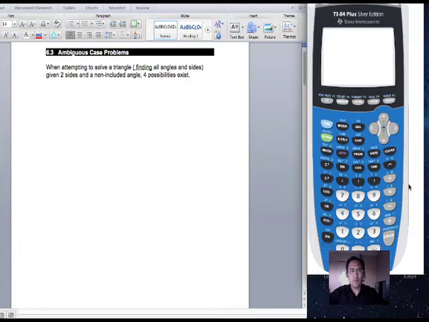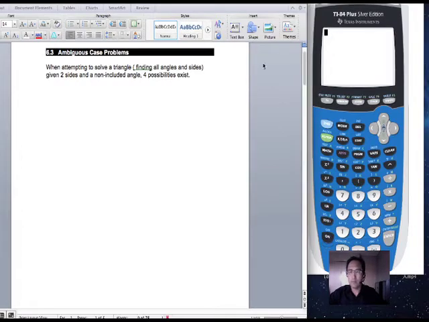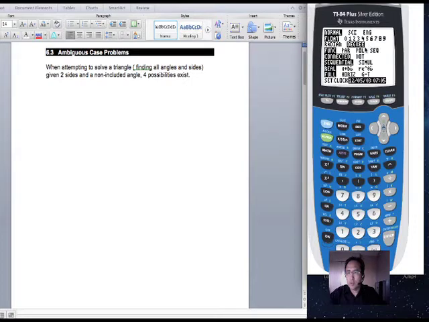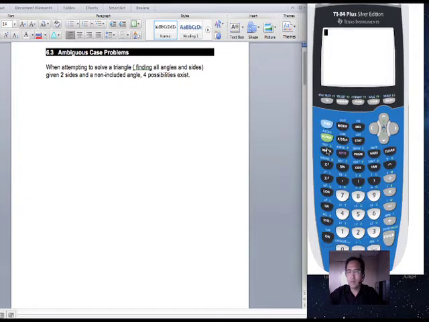Okay, let's get out your notes for 6.3, ambiguous case problems. This is kind of a supplement to what we had before for notes. But before you start, if you have your calculator by your side, I want you to go to mode and make sure your calculator is set on degrees, not on radians. If it's set on radians, this is not going to work out very well for you.